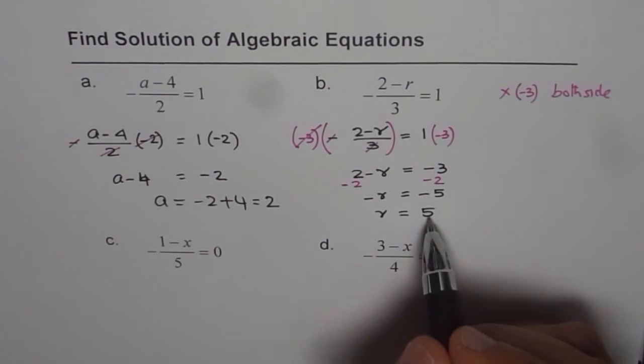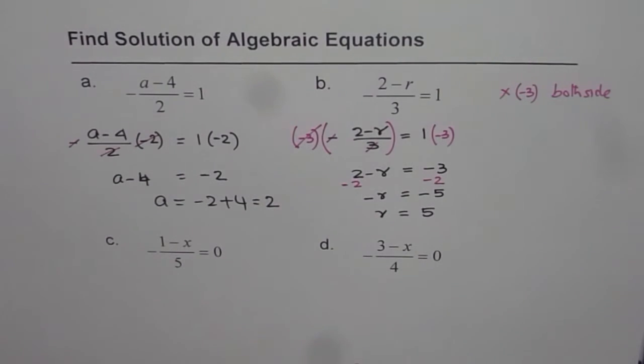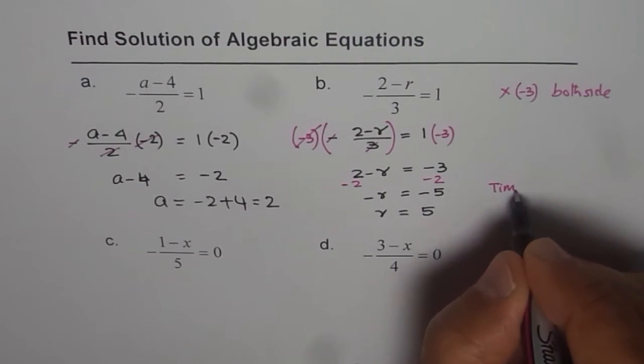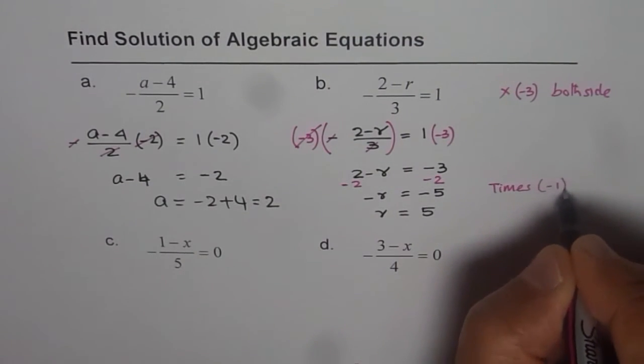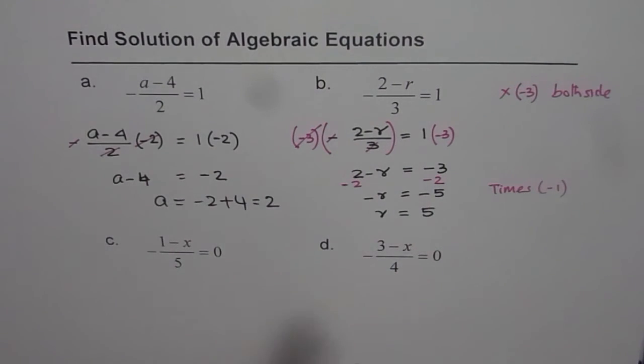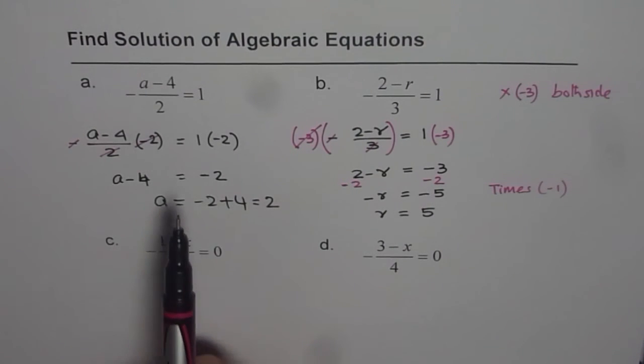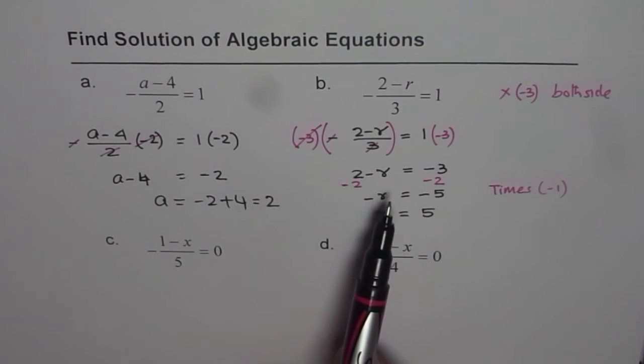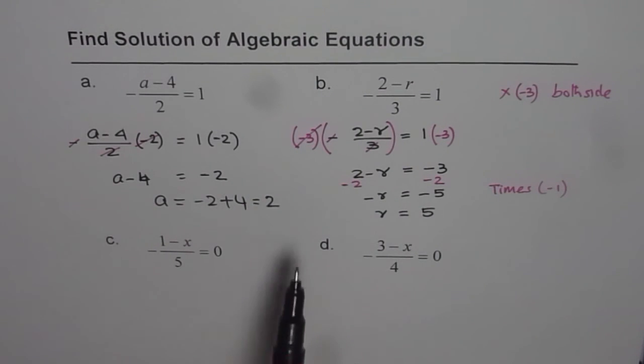How do we get that? We multiply both sides by negative 1, right? So this is times minus 1 on both sides. That is how we can solve this. I hope the steps are clear. So we had similar questions. I have almost done the same steps but in a different way. I hope you understand and appreciate these steps.